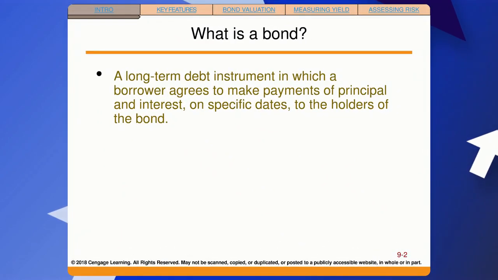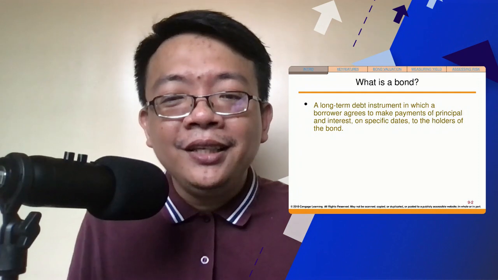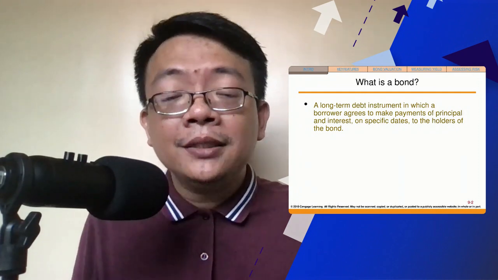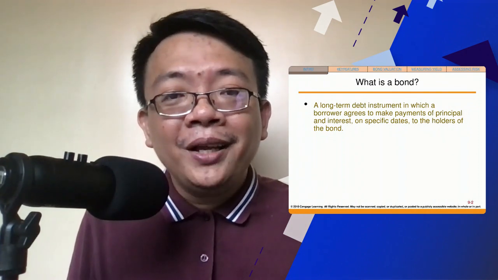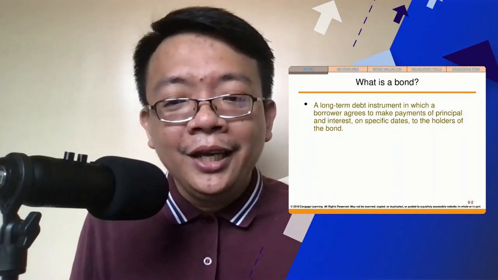Bonds are basically long-term debt instruments in which a borrower agrees to make payments of principal and interest on specific dates to the holders of the bond. It is a long-term debt instrument, in which the borrower agrees to make payments of principal, and at the same time, interest. Remember the unforgettable PRT: interest is equal to principal times rate times time, from your high school or senior high school.